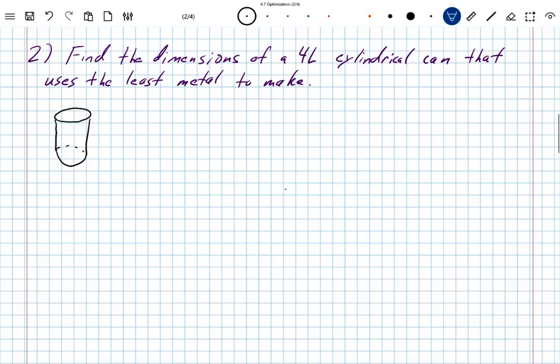And we want to know how much metal it takes to make. So the thing we are optimizing here is the amount of metal. But really, that's going to be surface area. Okay. So it would be nice if we had a formula for surface area. I think we can probably figure this out.